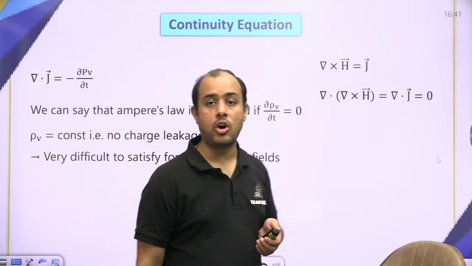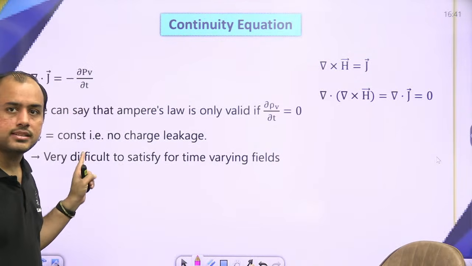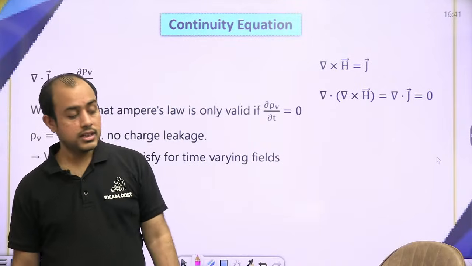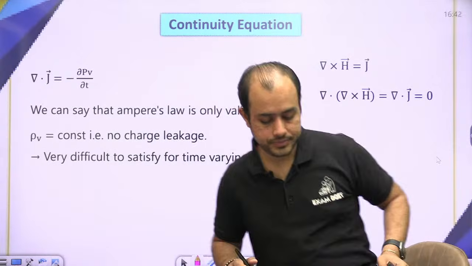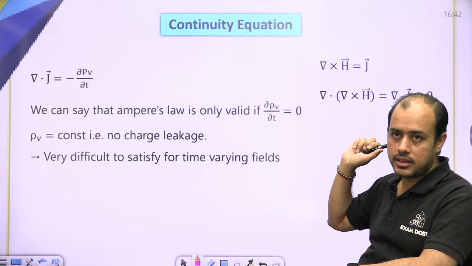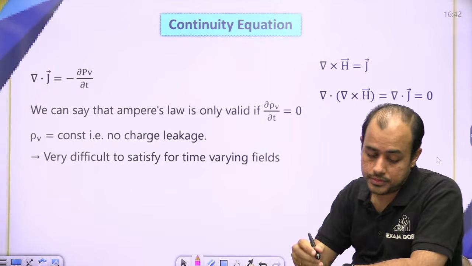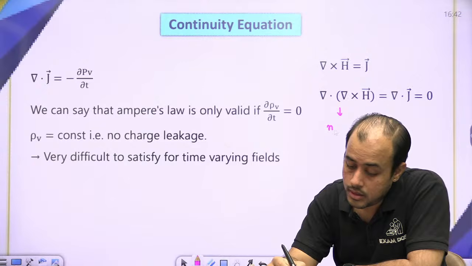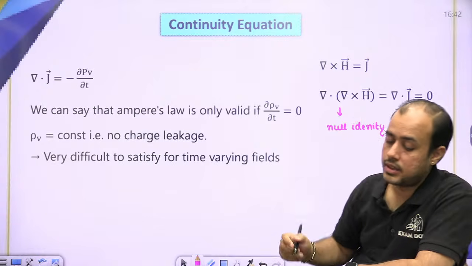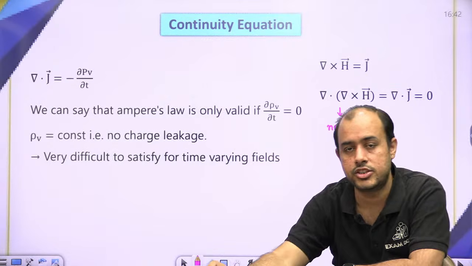So now beta, we also had a continuity equation. The continuity equation says that Ampere's law can only be valid if del rho v by del t is 0. Because see what happens, Ampere's law says del cross H is J. And we have a null identity that the divergence of curl is 0, which means del dot J should be 0, which means d rho v by dt should be 0.